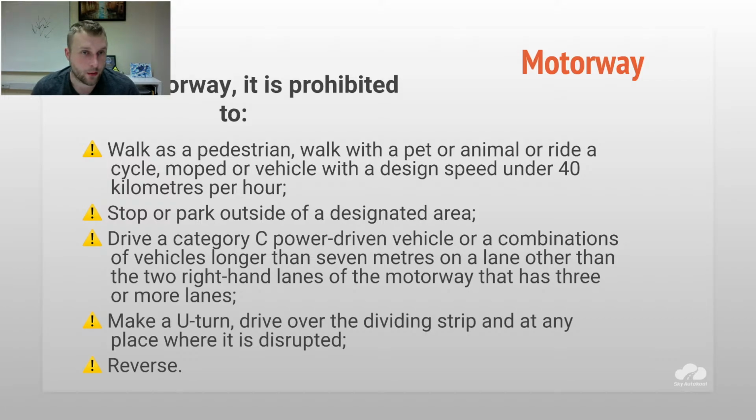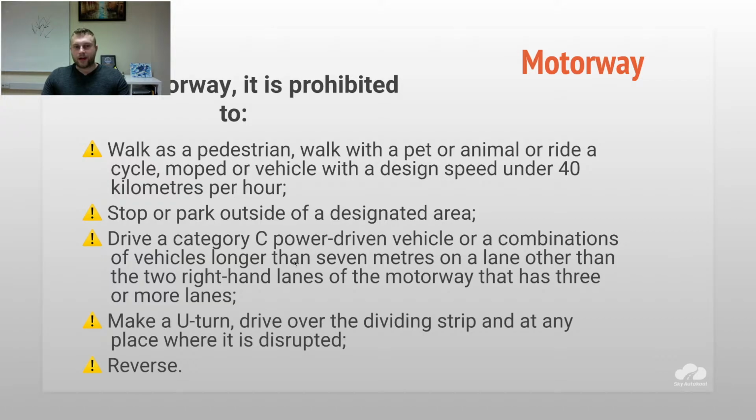On the motorway, it's prohibited to walk as a pedestrian, walk with a pet or animal, or ride a cycle, moped, or vehicle with a design speed under 40 kilometers per hour. So if you have a moped and you want to use a motorway, but your moped cannot go more than 40, you cannot use the motorway. You have to use side roads. The same as in the tunnel, you cannot stop or park outside of a designated area. So you cannot just stop on the shoulder, like on a casual highway.